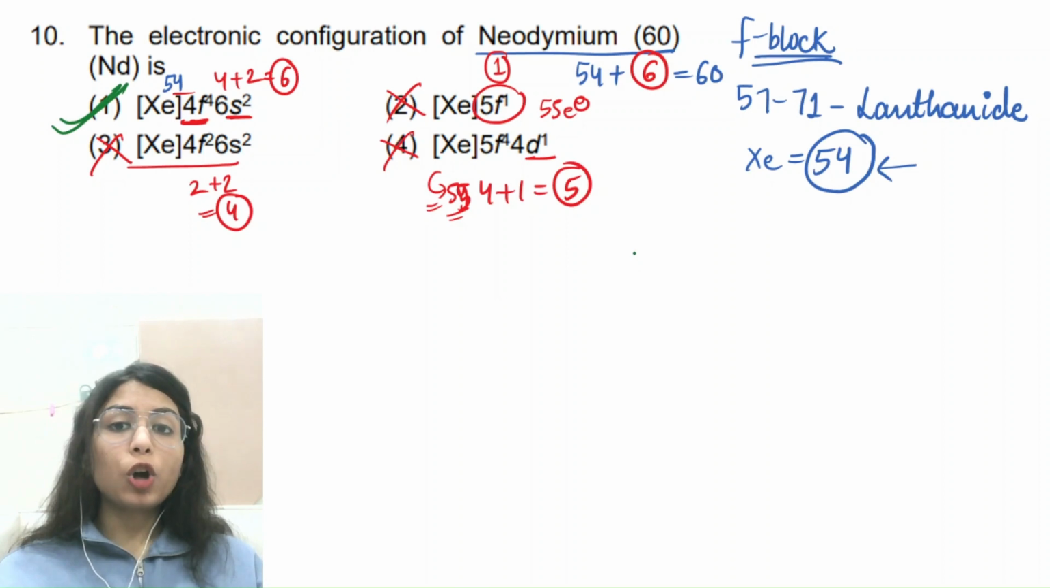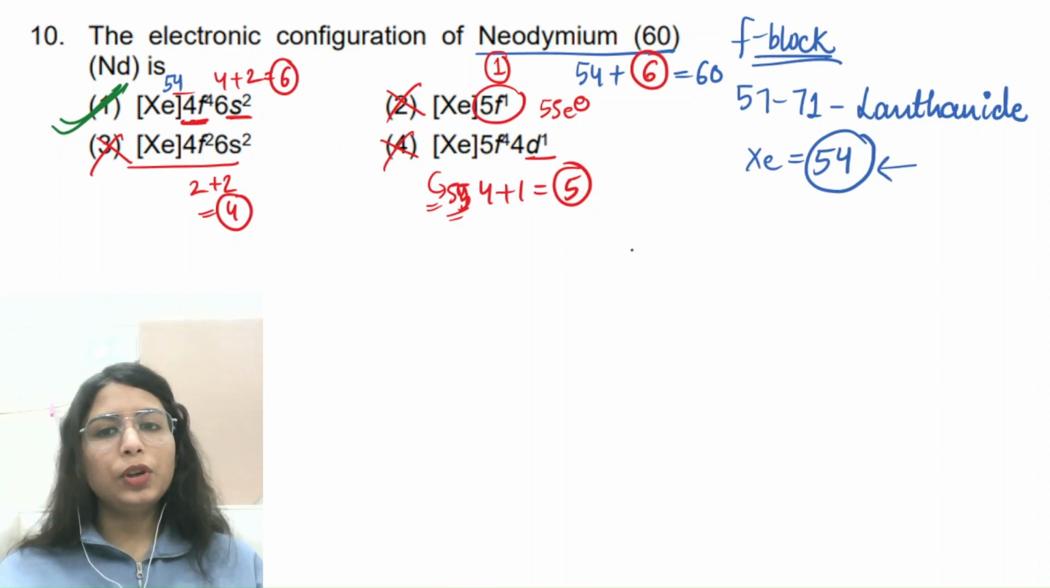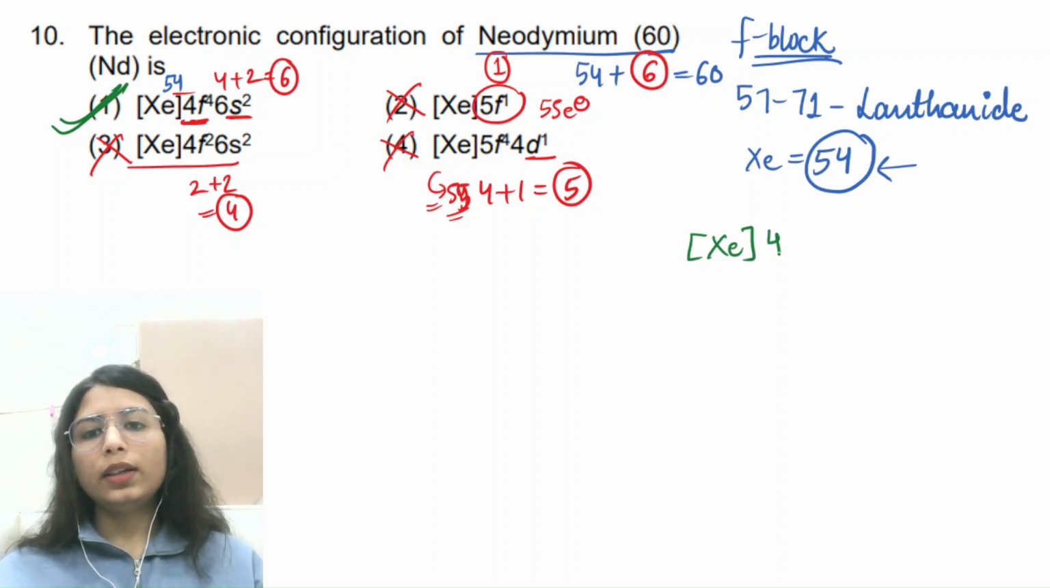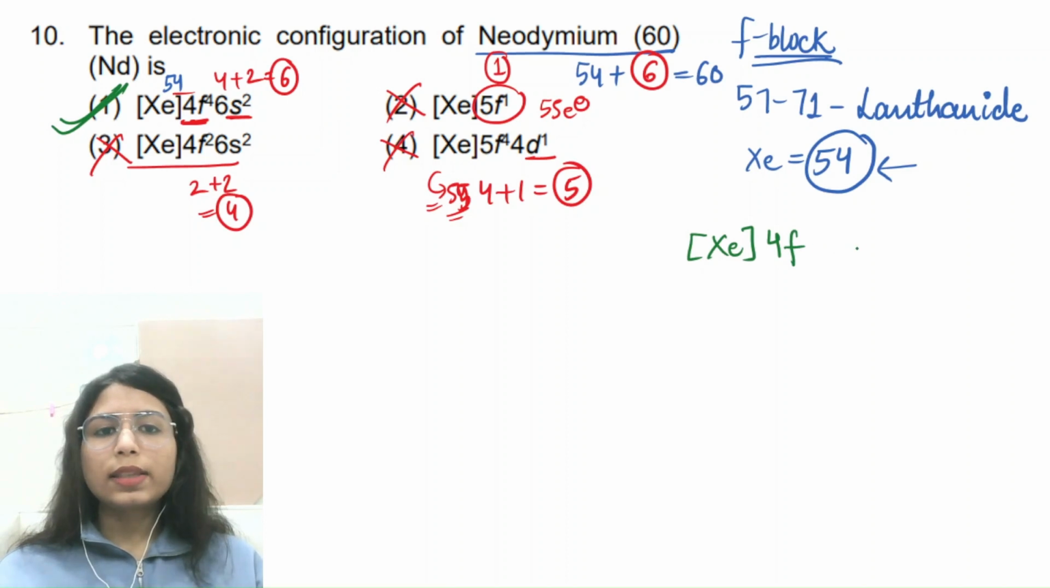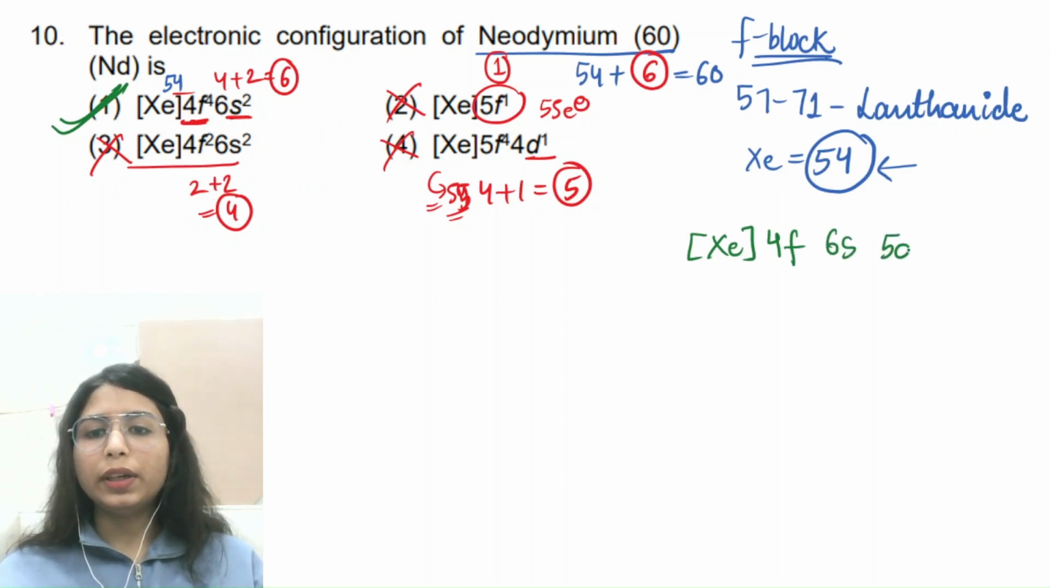So this is a short trick in case your options are easy, so you can use it and see whether it is giving you your answer or not. But in case the options are looking similar to each other, then you have to see that for lanthanides, the subshells that you have to use are 4f, 6s and 5d. Right? So first you need to fill the valence shell, that is 6s.